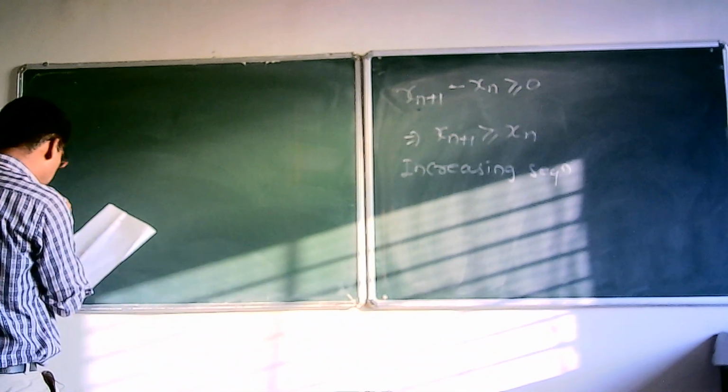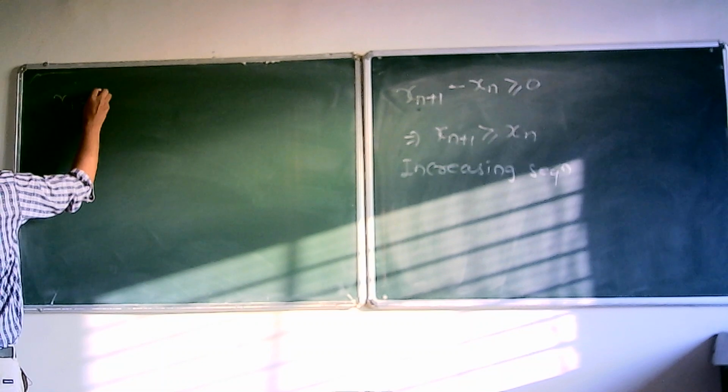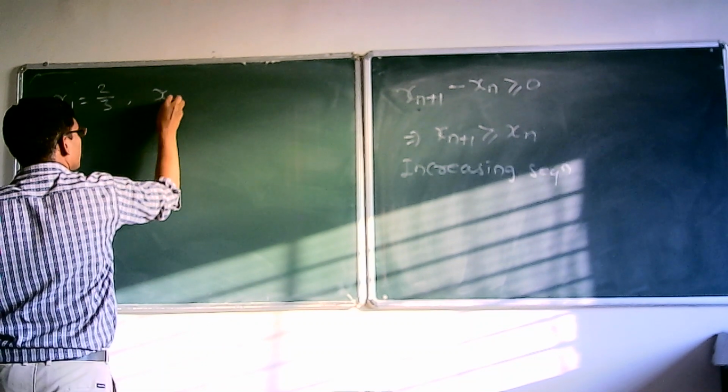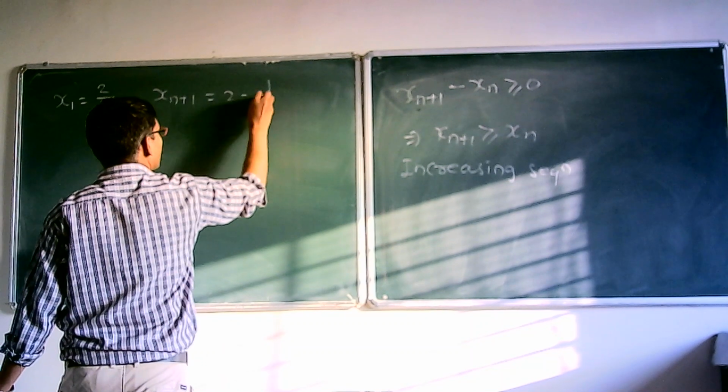x1 is equal to 2 by 3 and xn plus 1 is equal to 2 minus 1 upon xn.